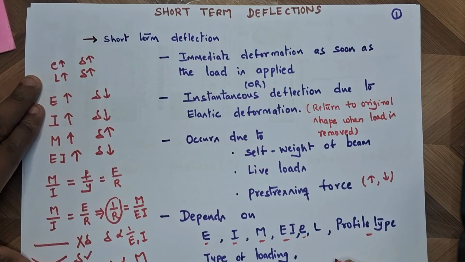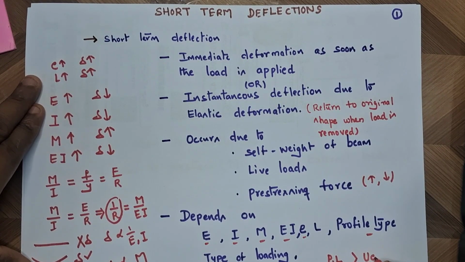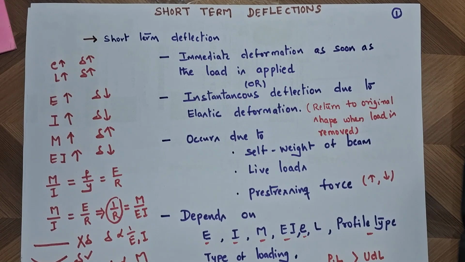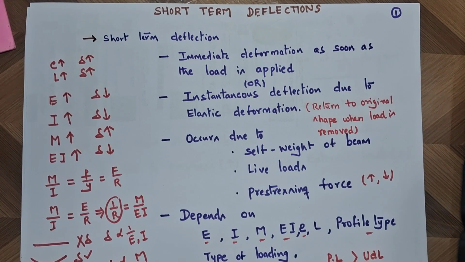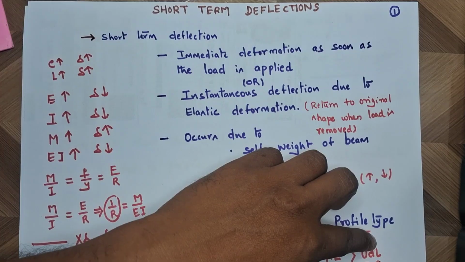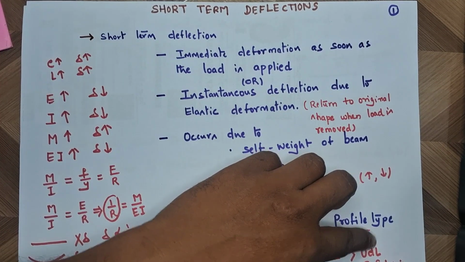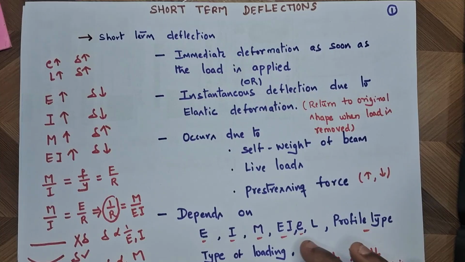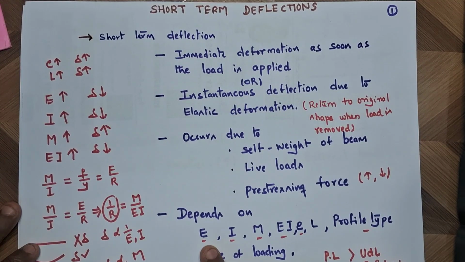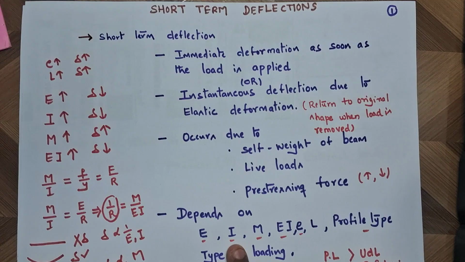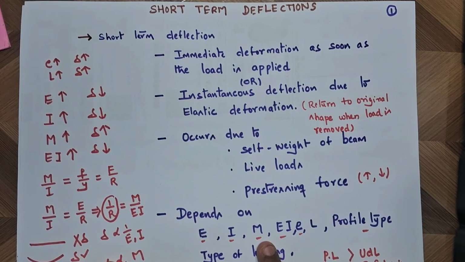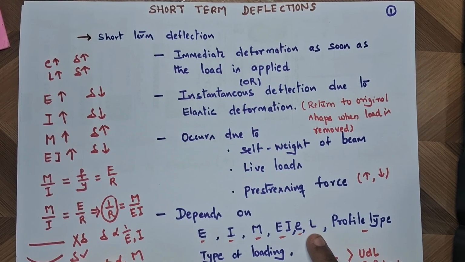Next, type of loading. See, generally a point load induces more deflection than UDL. Point load induces more deflection than UDL at the same intensity of loading. Okay, short-term deflections generally depend on modulus of elasticity, moment of inertia of uncracked section, moment, flexural rigidity, eccentricity, span, profile type, and type of loading. Right?